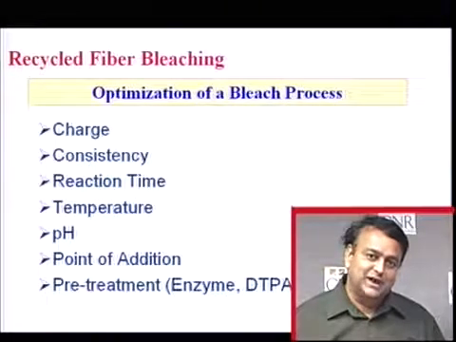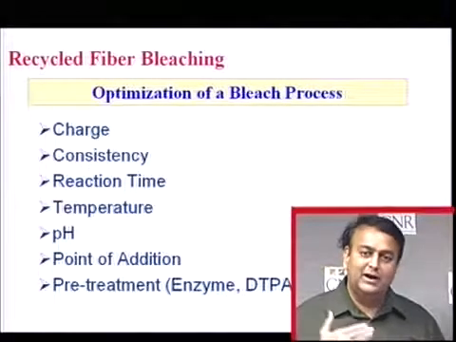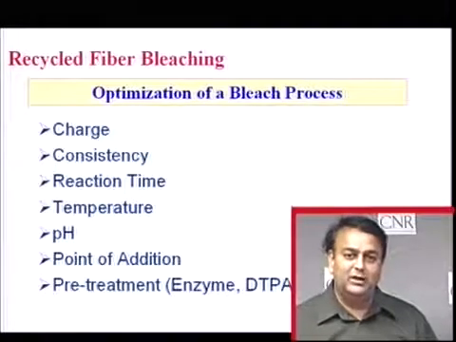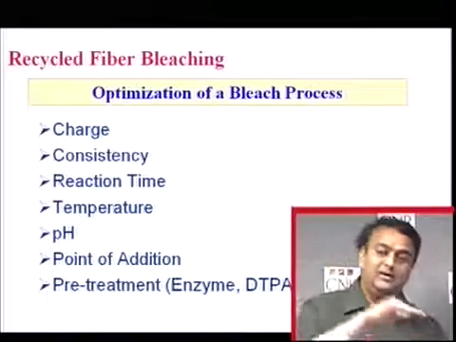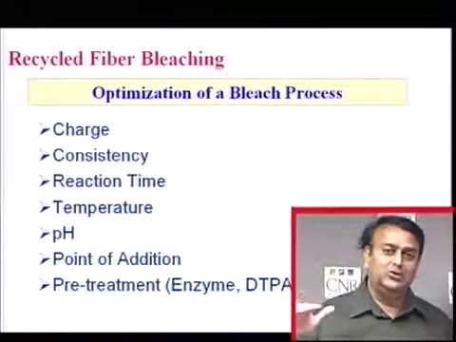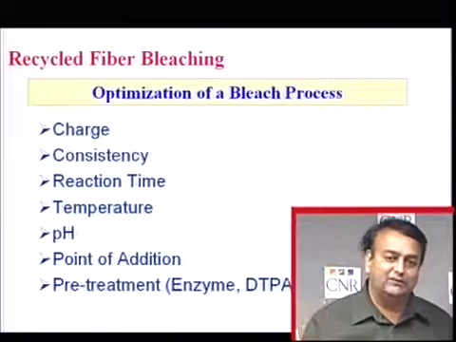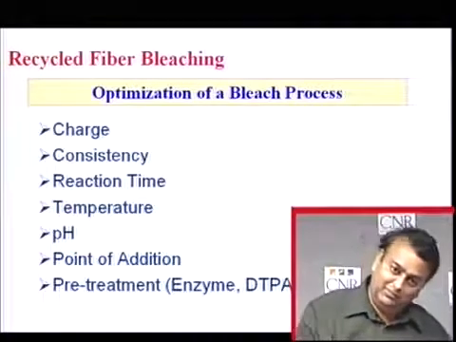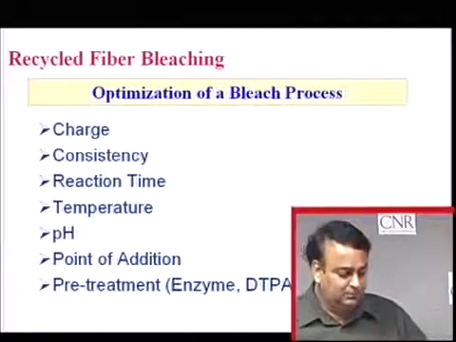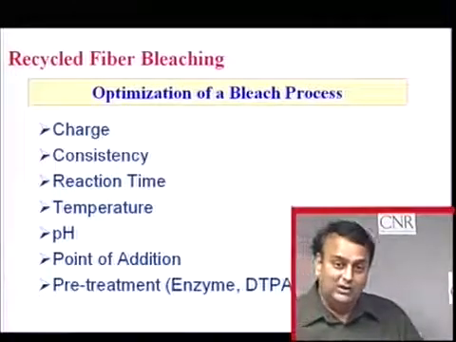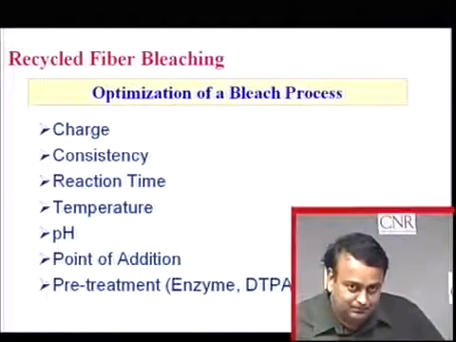React it at that pH and look at the brightness gain. See where you get maximum brightness gain. Sometimes at 0.5 the brightness can level off, so you don't need more than 0.5% hydrosulfide in this case. Sometimes you need all the way to 1% to get your brightness up. That's how you do the chemical charge optimization.